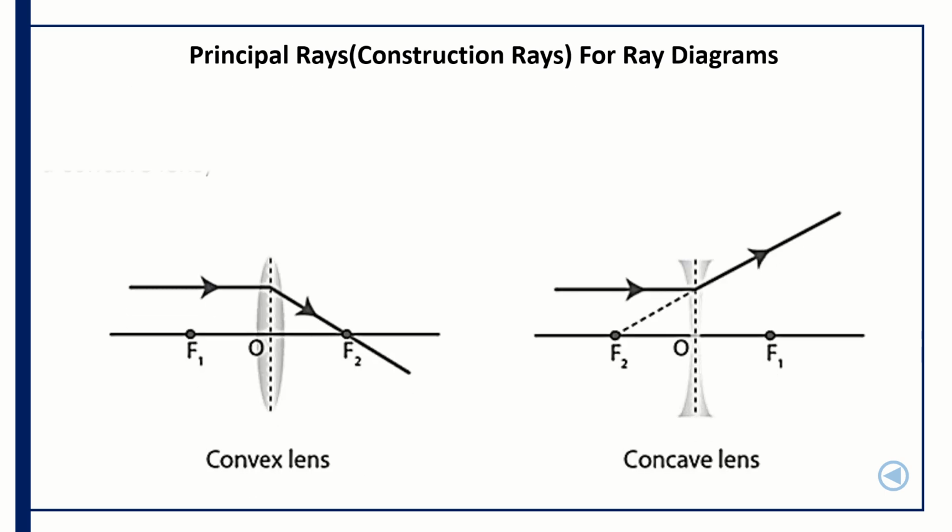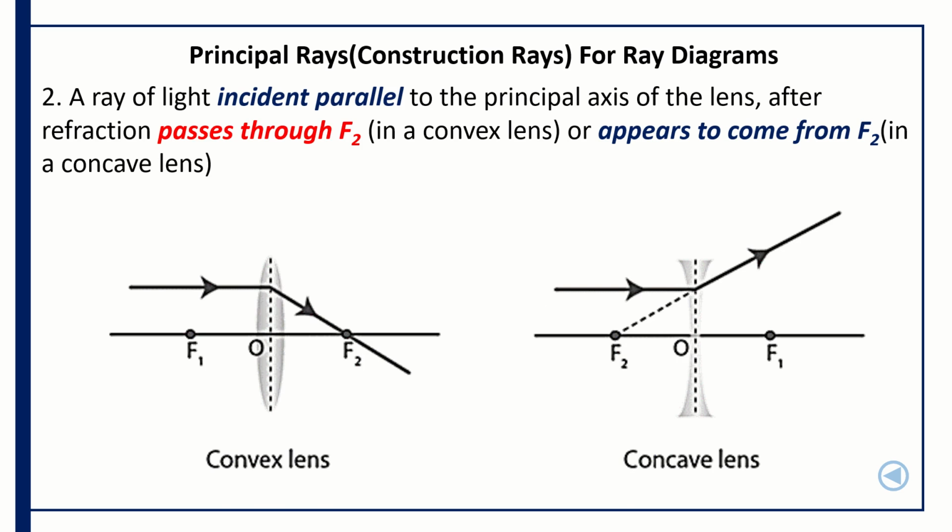Secondly, a ray of light incident parallel to the principal axis of the lens. We already learnt in our previous session what the principal axis is. It is the axis which connects the centers of curvature of both the spherical surfaces of the lens.